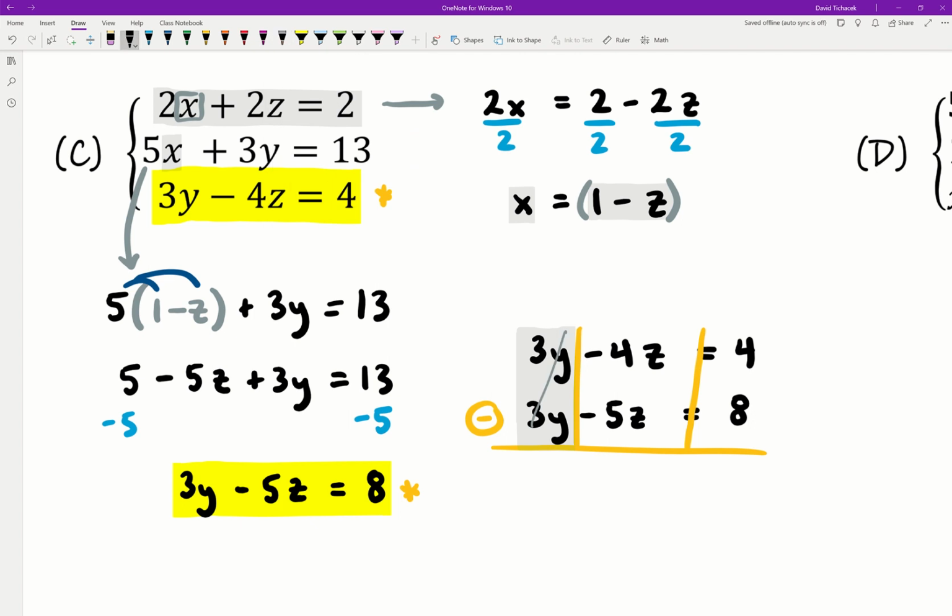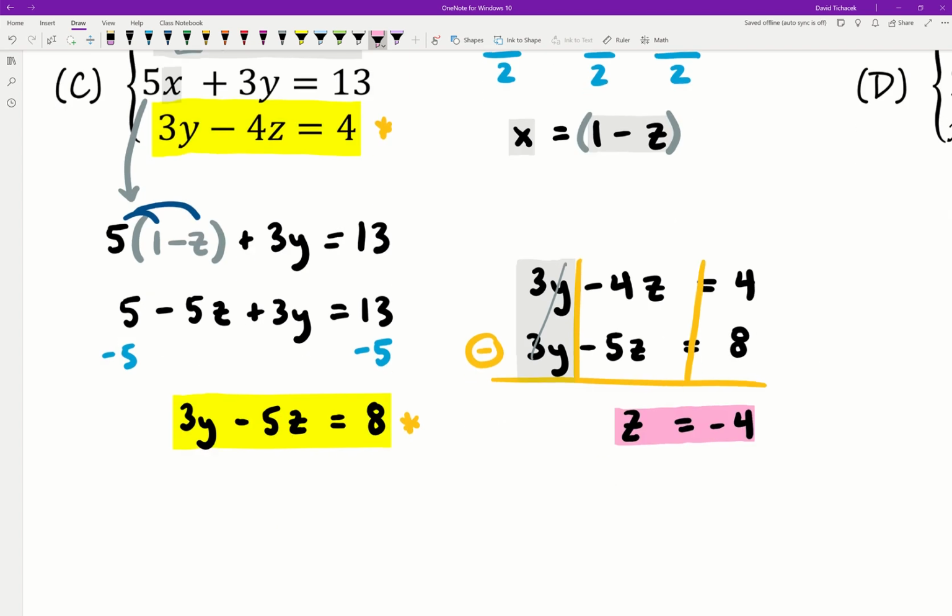Our y's are going to cancel there for us, and then we're just going to subtract all the other columns here. So negative 4 minus negative 5, that's going to give you positive 1z, because remember when you subtract off a negative, it changes to plus, so that's really negative 4 plus 5. And then for the number column, we have a 4 minus 8, and that is simply going to give us negative 4. And so we end up here with our first one of our 3 variables. We have z is equal to negative 4.